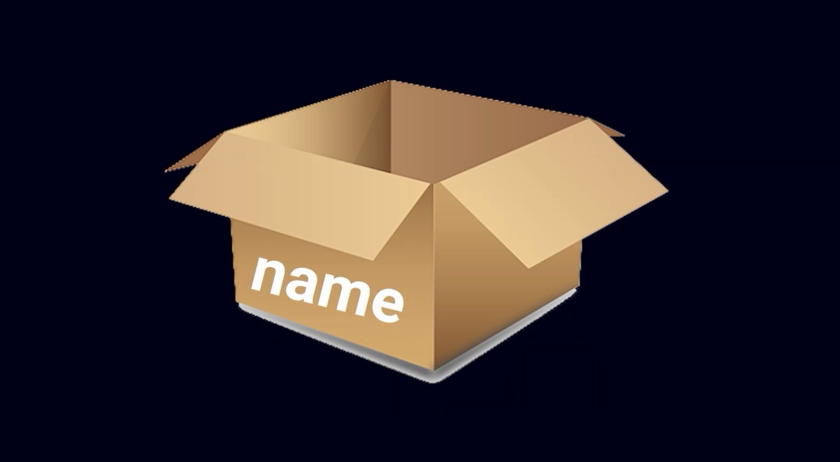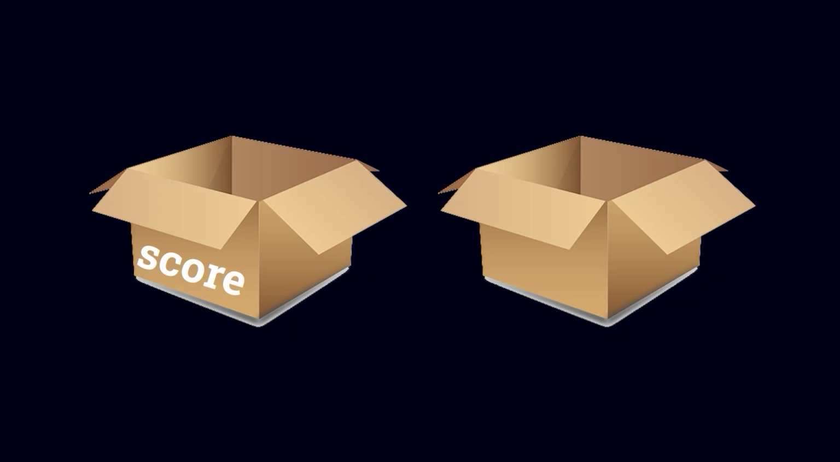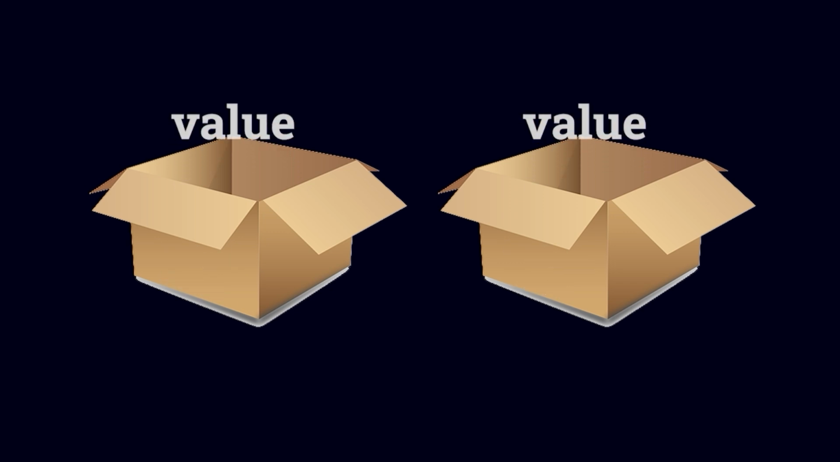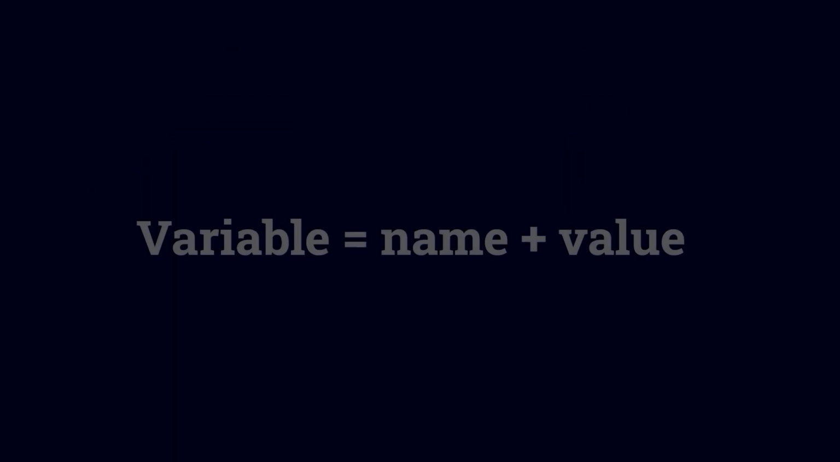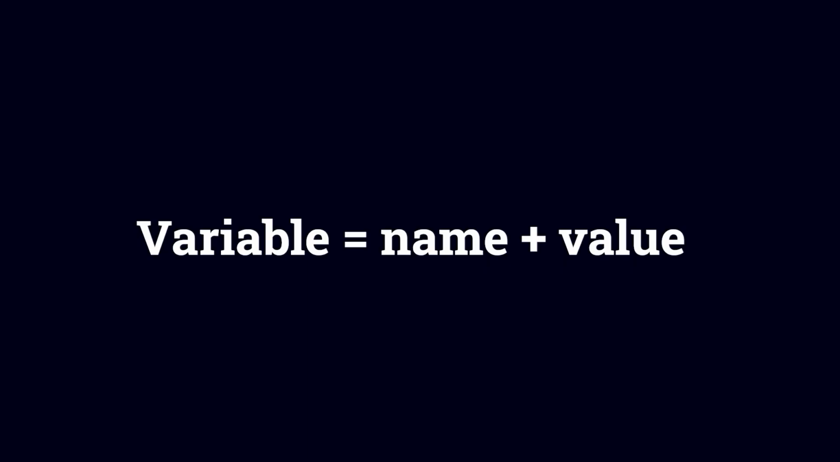If we didn't label our boxes, we'd have a messy warehouse. We wouldn't know which box holds the score and which one holds your name. In coding, we don't call them labels, we call them variable names. And the information inside the box, we call that a value. So a variable is just a name plus a value.